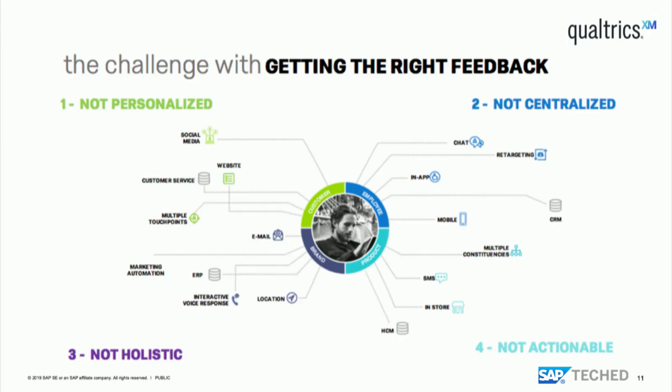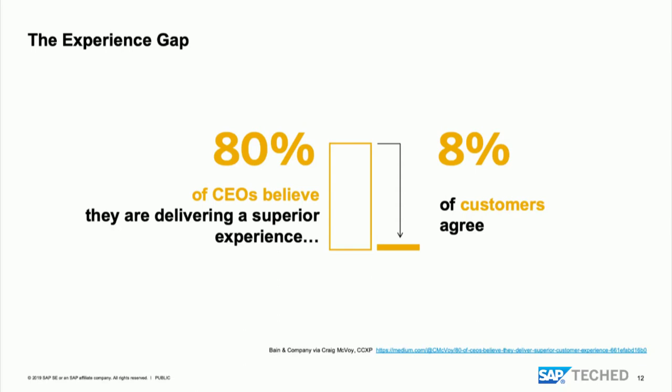The challenge, though, is how do you get the right feedback? When you look across X and O data, oftentimes the challenge, particularly around O data, is you can stand up lots of different listening posts, ranging from chat to CRM, text messaging, in-store perspectives, transactions that you get off of receipts and things like that. But what does that really tell you? That data is probably not centralized, it's not linked together, it's not personalized, it's not holistic. And most importantly, it's probably not actionable. In fact, 80% of CEOs, and you heard a little bit about this in the keynote, 80% of CEOs in leadership believe that they're delivering a superior experience when really only 8% of their customers agree.